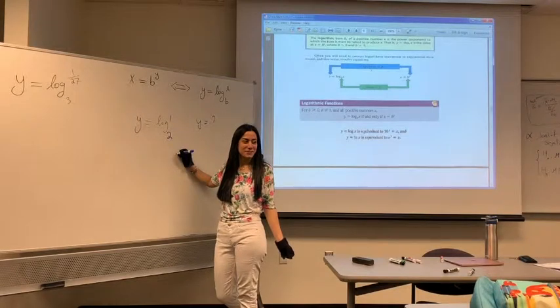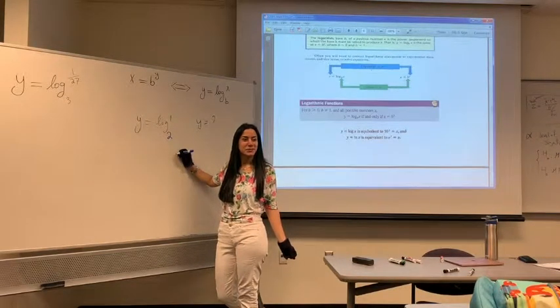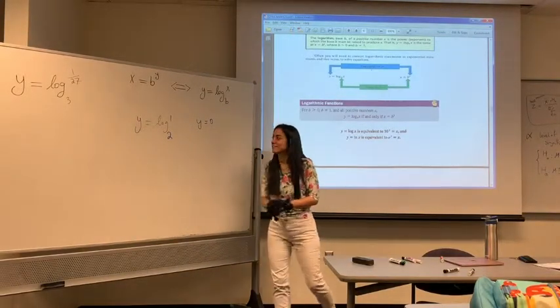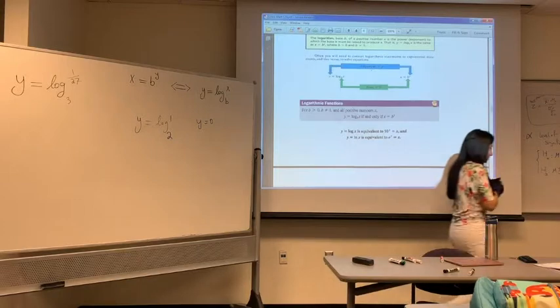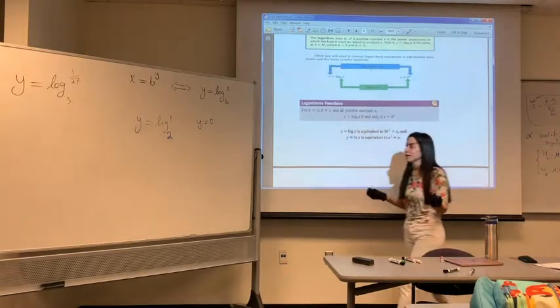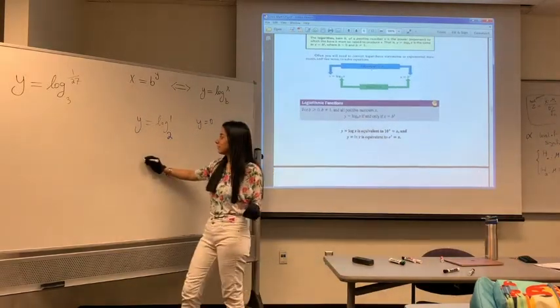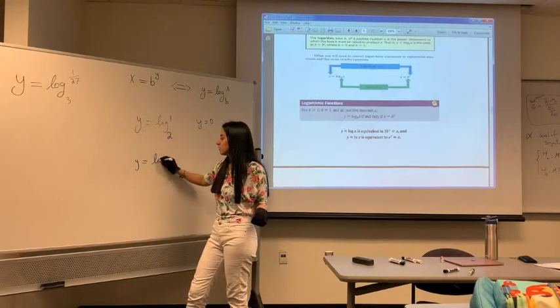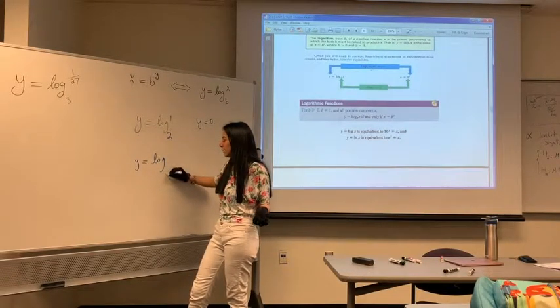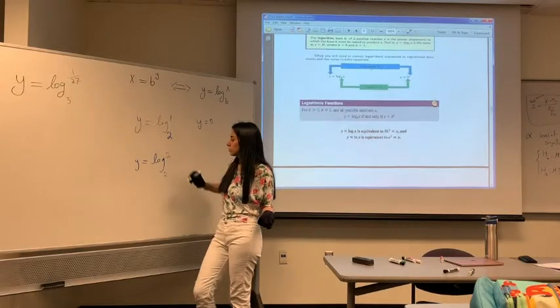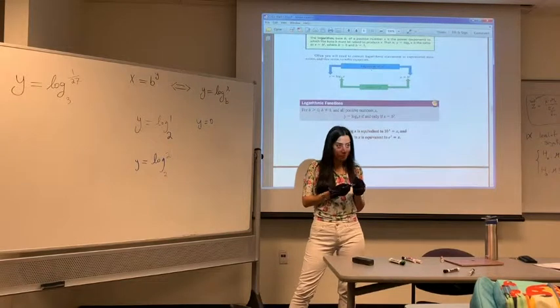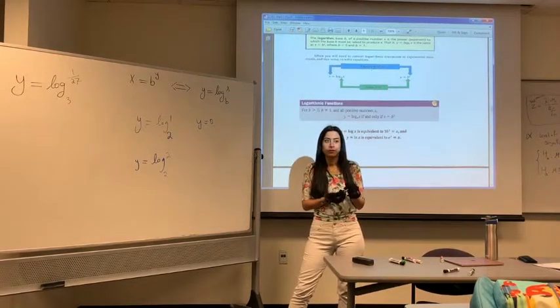Because 2 to the power of 0 is 1. 2 power 0 is 1, right? Okay. So if you know this now, you should easily tell me what is log, for example, 2 base 2. Is that correct? 1.